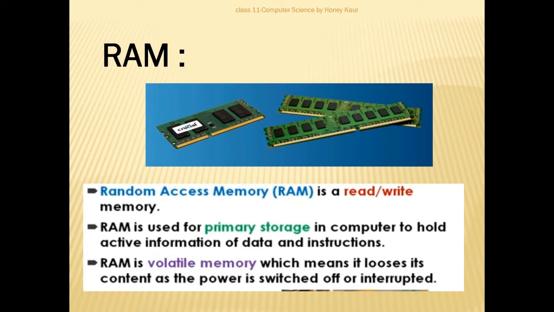RAM is volatile memory, which means it loses its content as the power is switched off or interrupted. Whatever we write in the memory goes off if the power is switched off in between. So RAM has the read and write feature, but on the other hand it has a disadvantage that it is a volatile memory.